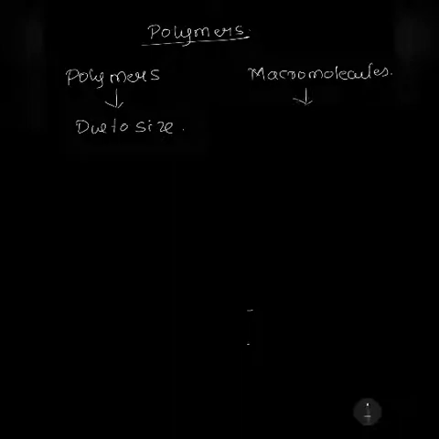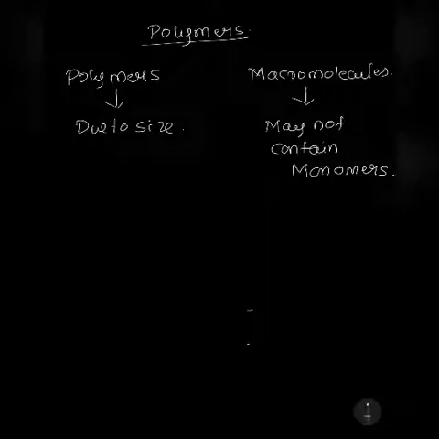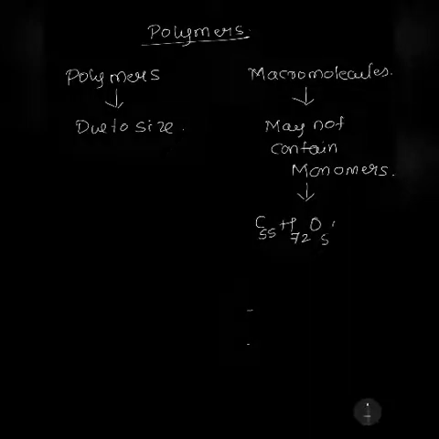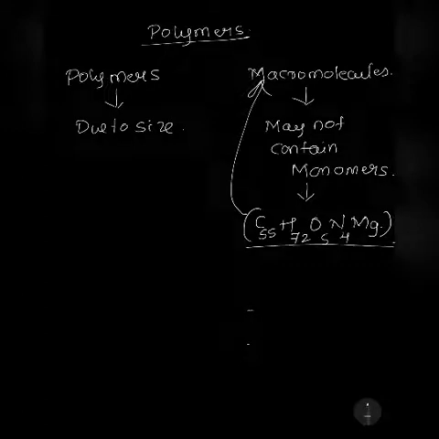Macromolecules may or may not contain monomers, but a polymer contains monomers. What are monomers? In the upcoming segment, we are going to discuss in detail what monomers and polymers are. And remember, here you see chlorophyll, the best example. The formula of chlorophyll is a big molecule: C55, H72, O5, N4, and as you know, the metal present is magnesium. This is the best example for macromolecules, but this is not a polymer.